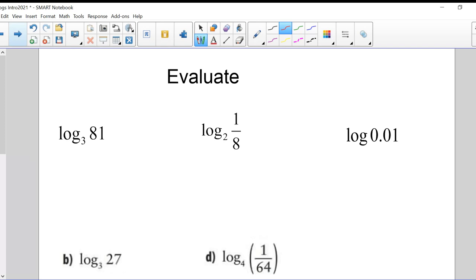And I can walk you through a process if you need me to do that, but let's see if you have an answer first. The log base 3 of 81. Don't know? Okay, so let's do this then.